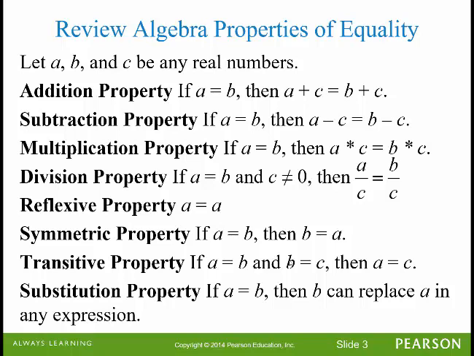All right, the substitution property, if A is equal to B, then B can replace A in any expression, right? So like if you have X is equal to 5 and Y is equal to 5, you could replace the 5 and have X is equal to Y. That's really what that's saying.